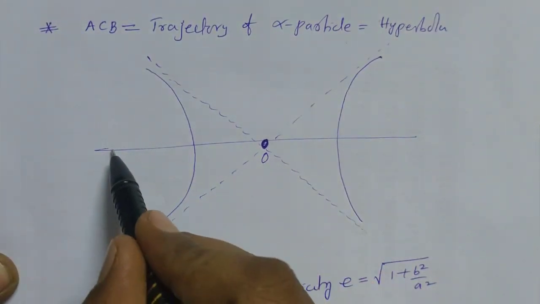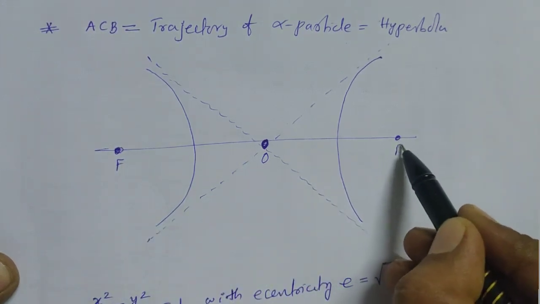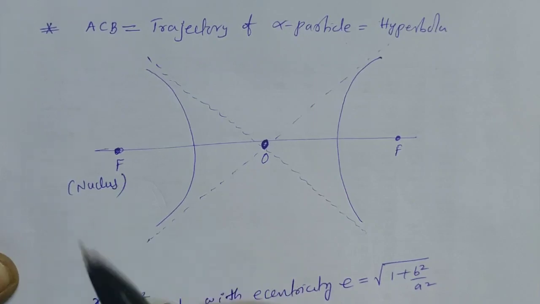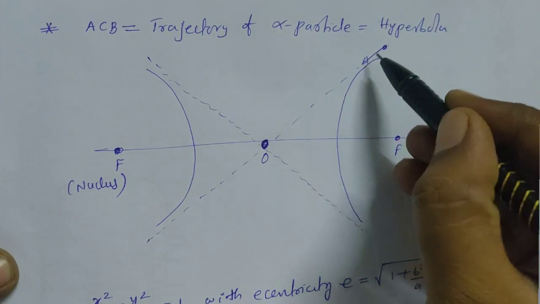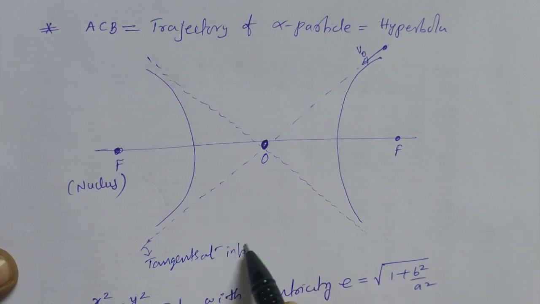So one focus will be here, another focus will be here. At any one of the foci you can assume it is a nucleus. Here the alpha particles are coming like this with a velocity v0. These are the asymptotes, meaning tangents at infinity.